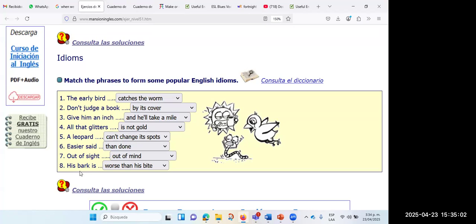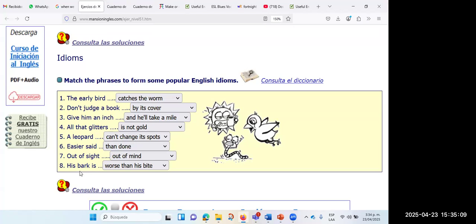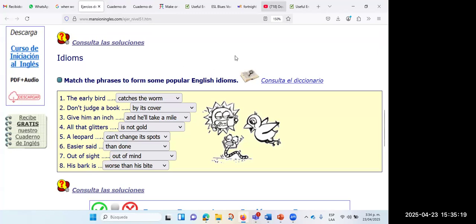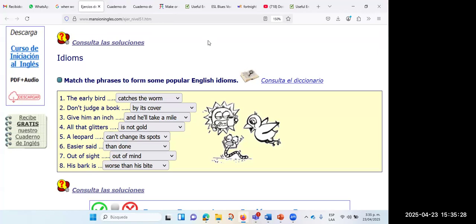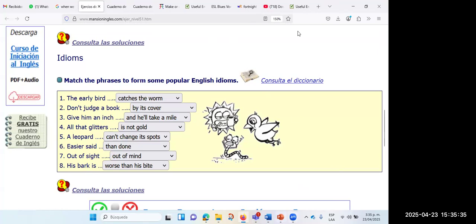It's like perro que ladra no muerde, creo. Yes, that's correct. In Spanish, we say perro que ladra no muerde. In English, they say his bark is worse than his bite. It's a little bit different, but I can understand that right now. They don't say anything about the dog, but we can understand that we are talking about the dog because they say bark. Very good.